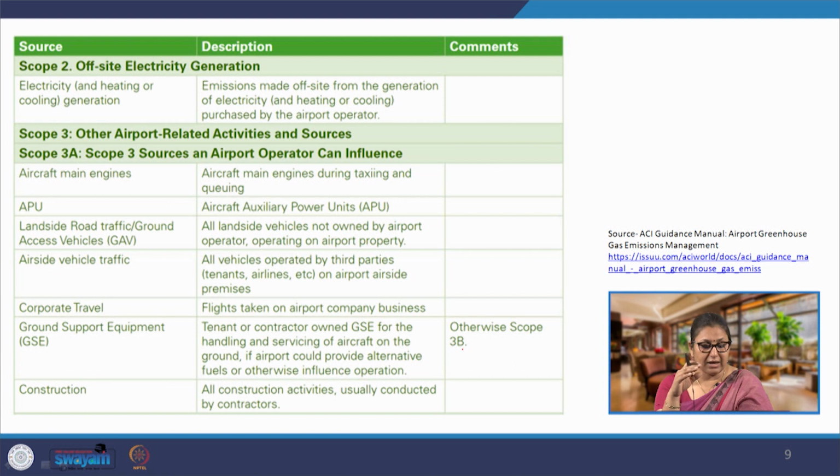And then we also have the auxiliary power units of the aircraft, and the landside vehicles that are not owned by the airport operator. All these additional items go under scope 3. The caterers, the emissions that are there because of the products that are purchased to be used in the airport, all that is part of scope 3.